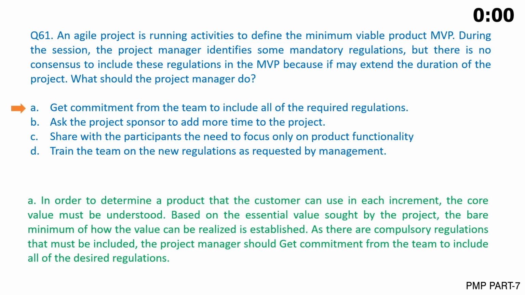The answer is A. In order to determine a product that the customer can use in each increment, the core value must be understood. Based on the essential value sought by the project, the bare minimum of how the value can be realized is established. As there are compulsory regulations that must be included, the project manager should get commitment from the team to include all of the desired regulations.